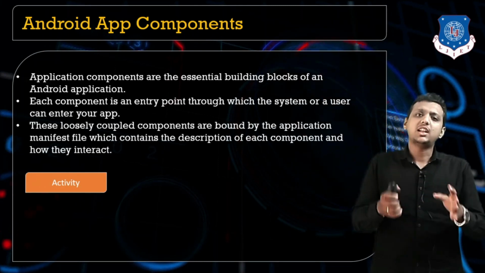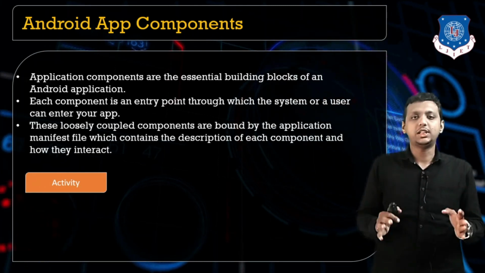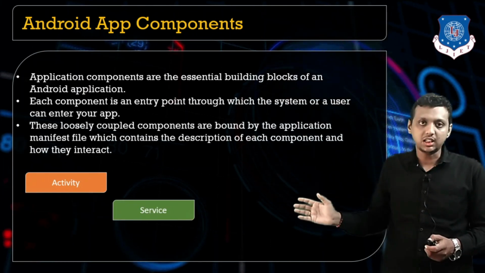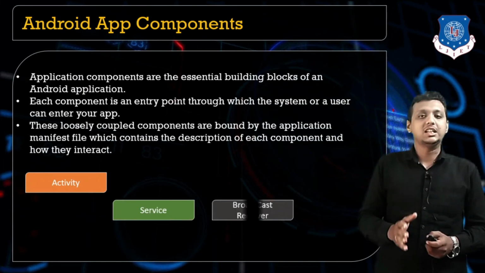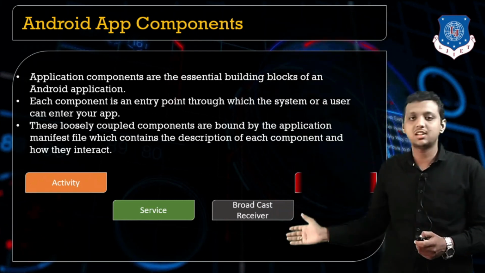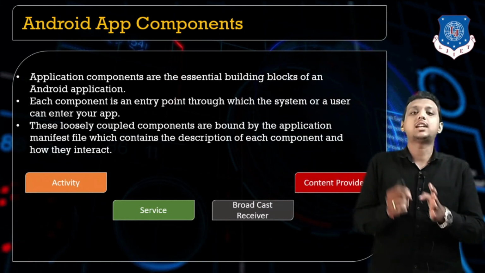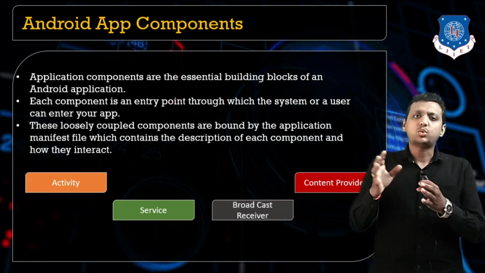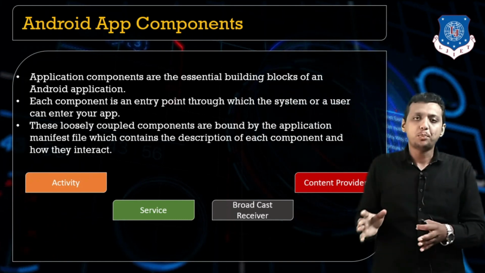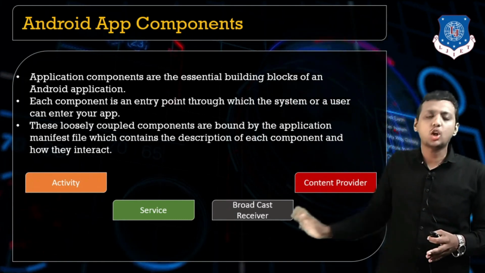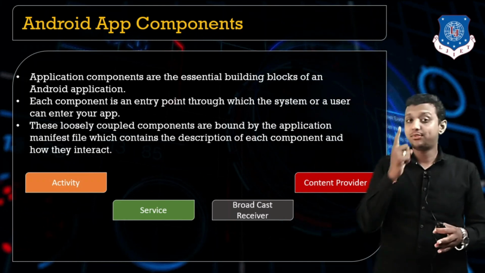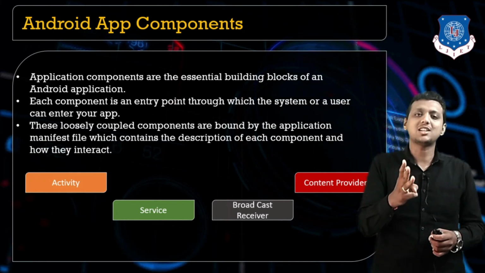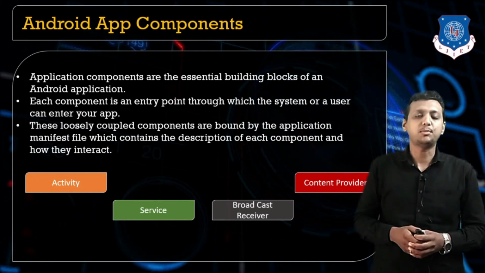There are 4 different main components of the Android application. The very first one is the activity. The second one is the services. The third one is the broadcast receiver. And the fourth one is the content provider. When they ask you to write something about the Android components, these are the basic and core components of an Android application.